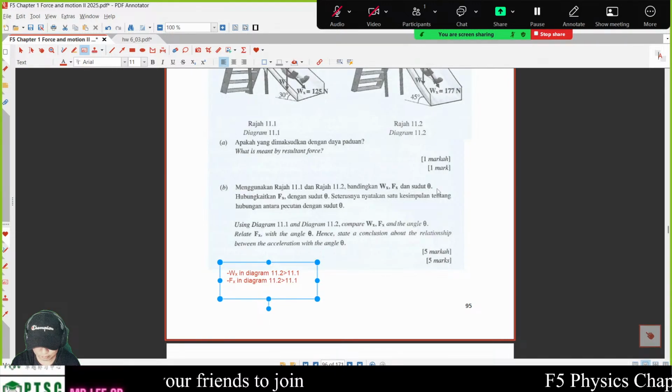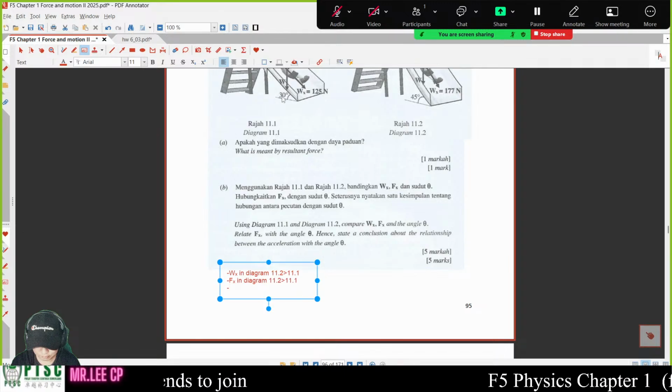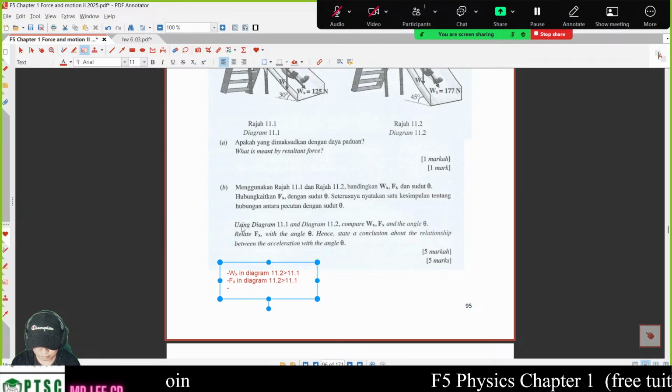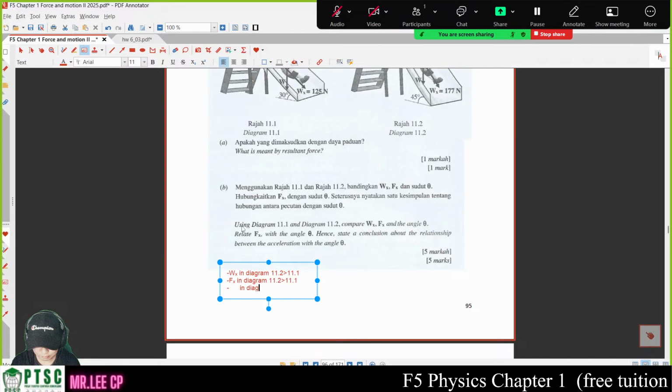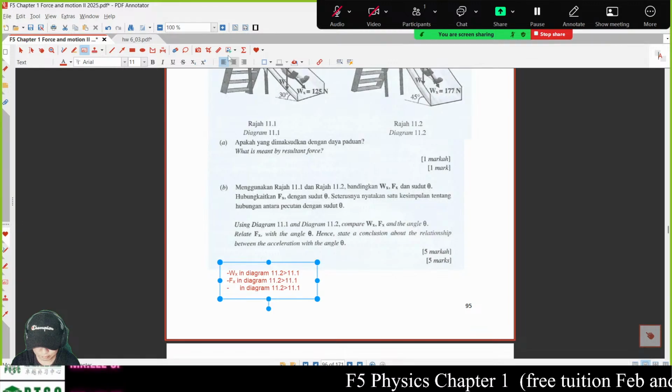Okay. Now theta, this one is greater than this one, right? Theta, I cannot write theta. In diagram 11.2 more than 11.1. All right, I put in the theta.